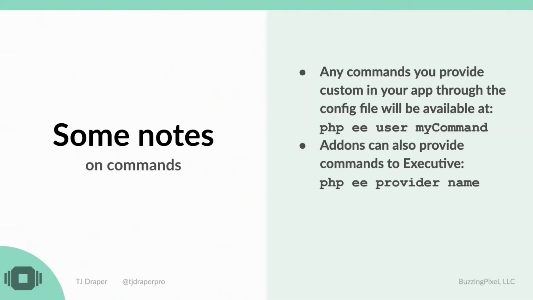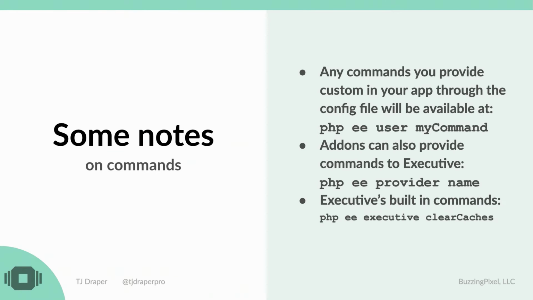Add-ons can additionally provide commands to Executive. So any add-on can do this. I don't know of any add-on developers that are. Hint, hint to folks like EE Harbor. So it would be the provider. Executive is a registered provider. So in the case of Executive, it would be php EE, Executive is the group, and then any commands that I have available, the name of the command, like clear caches.